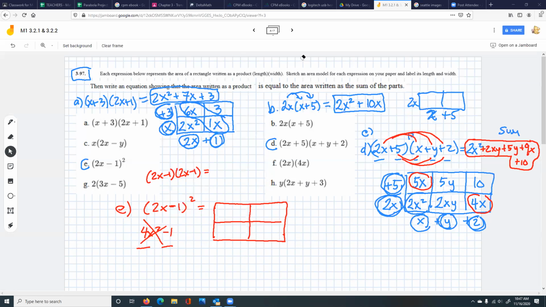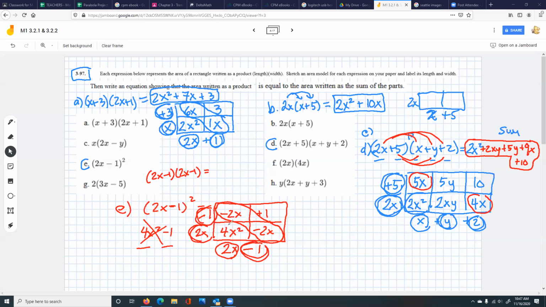Go back to my drawing pen. So how do we do this? We go 2x minus 1 times 2x minus 1, and we multiply it out. 2x times 2x is going to give me 4x squared. When I multiply negative 1 times 2x, I'm going to get negative 2x. I should get the same thing right here because I get negative 1 times 2x, which is negative 2x. And then for this one, I'm going to multiply negative 1 times negative 1, which is positive 1. And again, these diagonal ones are going to be like terms. They're going to combine.